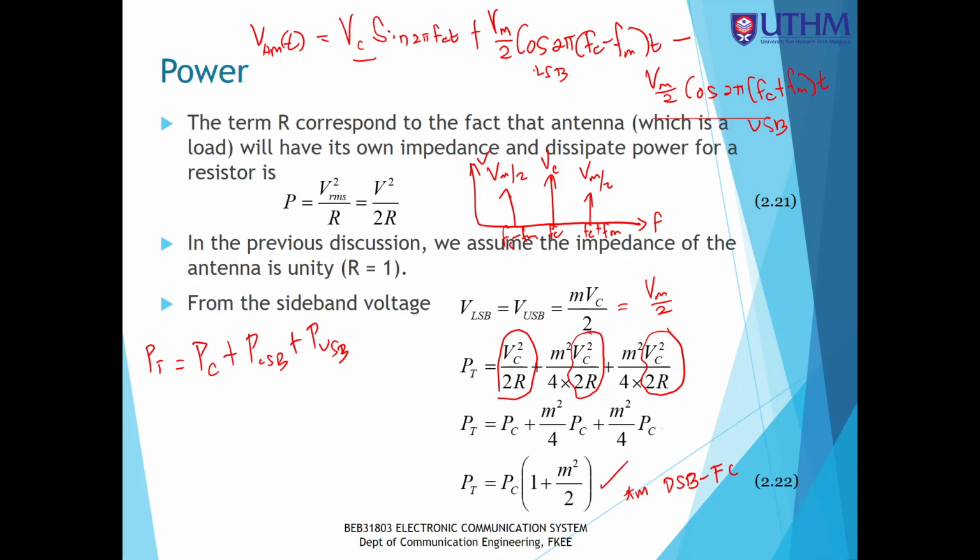Okay, in general, the total power calculation is done by adding all the power components. If you have only 3 components, you need to add all of them. If you have 2 components, you need to add only 2, depending on the equation. Before you calculate the total power, first of all, you need to know the complete equation. From there, you know how many components there are in the equation. Then you can calculate the total power.